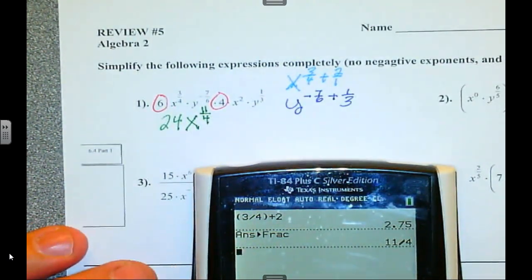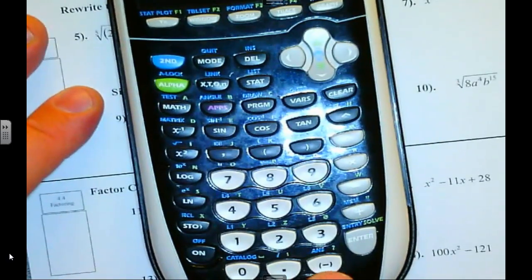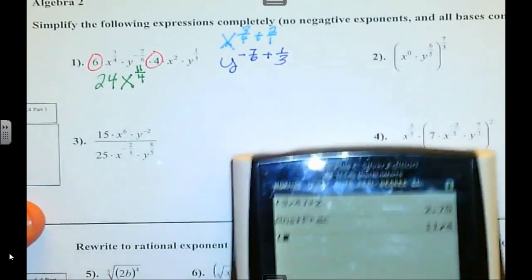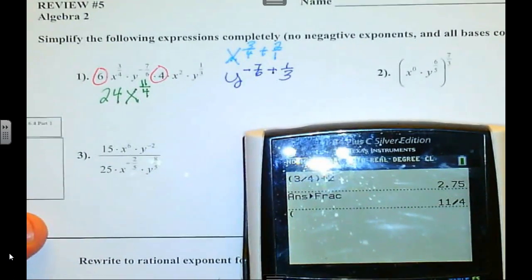Okay, y. I have negative. Please use the negative button, this button way down here. Negative, negative, negative.